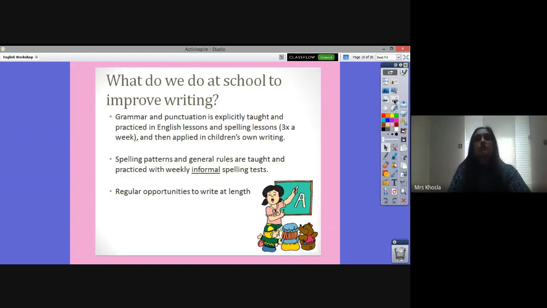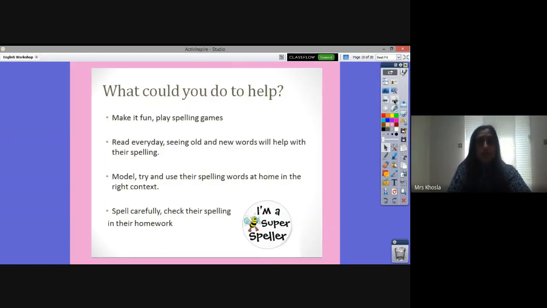What do we do at school to improve writing? So grammar and punctuation is explicitly taught and practiced in English lessons and spelling lessons 3 times a week, and then applied in children's own writing. Spelling patterns and general rules are taught and practiced with weekly informal spelling tests, and there are regular opportunities to write at length. What could you do to help?